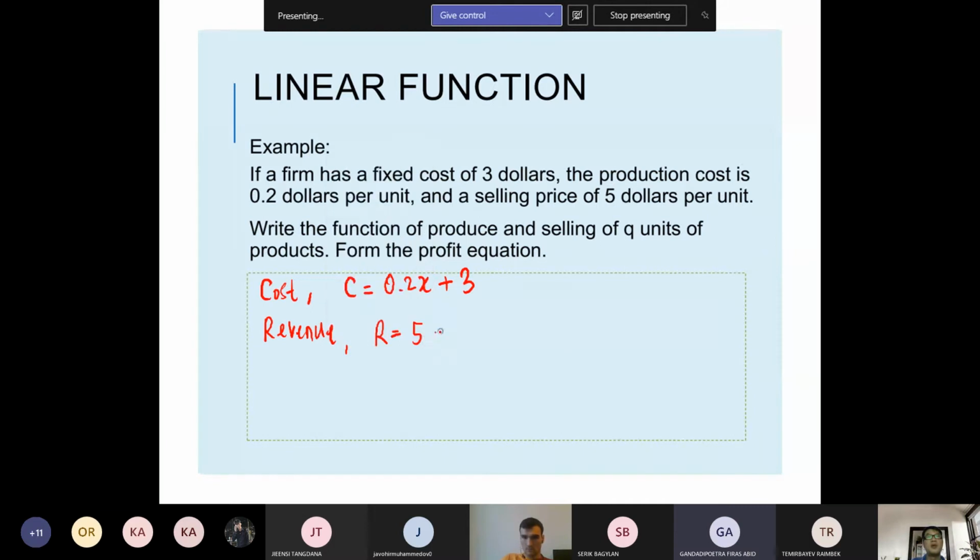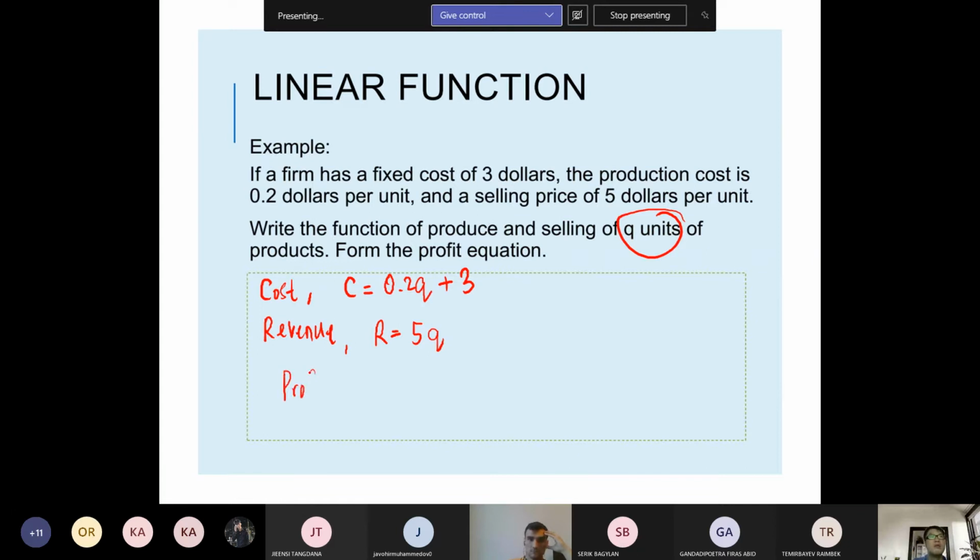Okay, yes, I'm supposed to use the Q instead of X. So the question says to use the Q as the quantity, selling Q units of product. So this is the revenue.